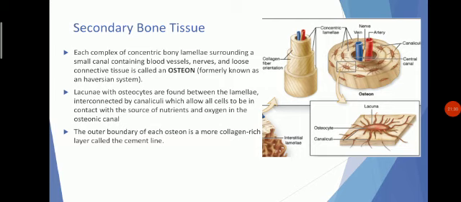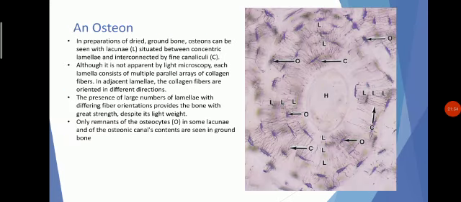The outer boundary of each osteon is a more collagen-rich layer called the cement line. These are the osteocytes and these are the canaliculi. In the center there are osteocytes, and the space surrounding them is the lacuna. An osteon.